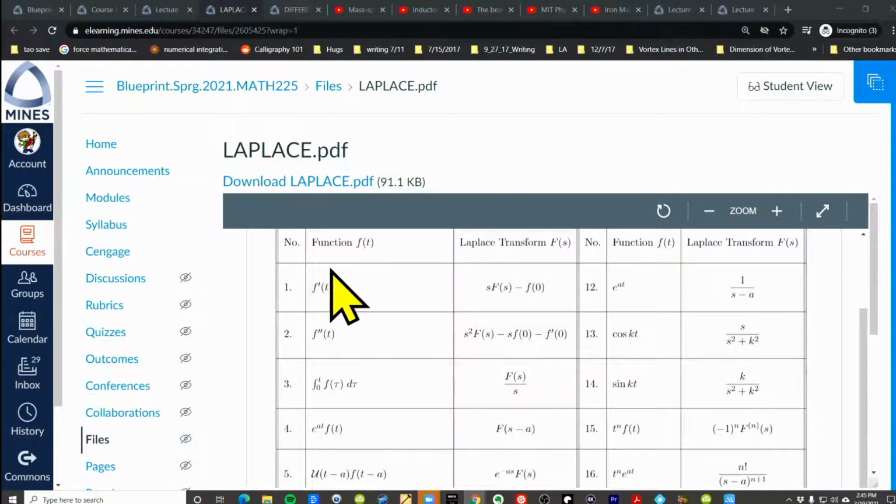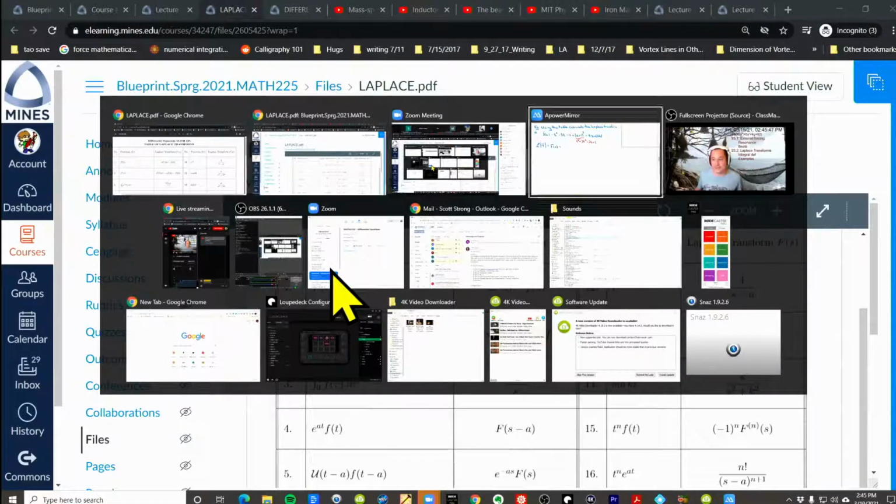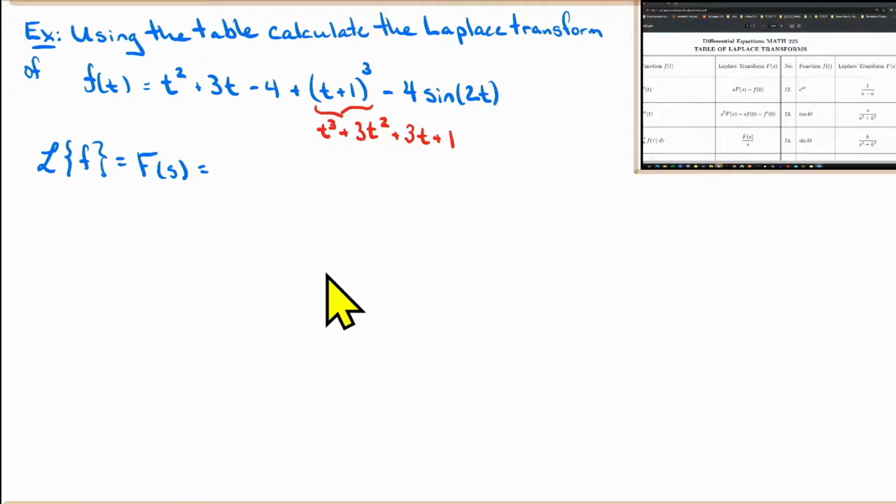Okay, I've got my table at the ready. It's going to be over the top of me now, so I've got a table up here instead of my face. And so let's calculate the Laplace transform of this function right here using a table. First thing, what is the Laplace transform? The Laplace transform is an integral. How is the integral going to treat all of these things that are added together? Well, it's going to pick them off a piece at a time.